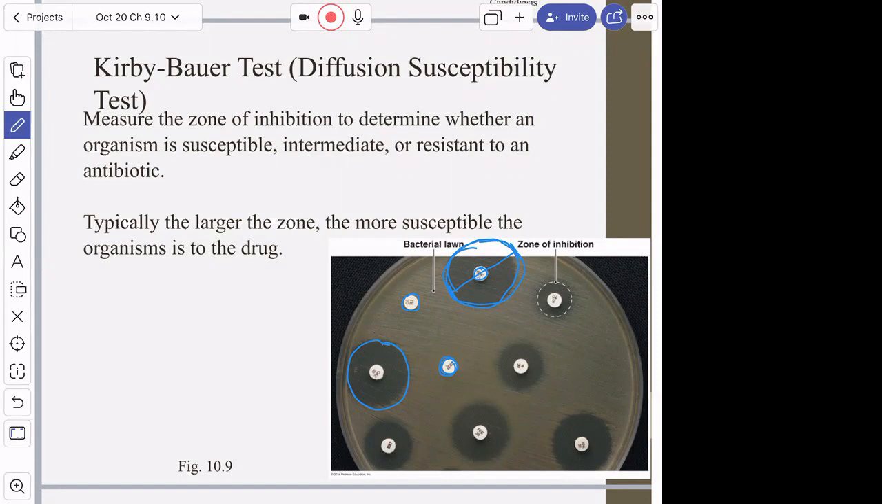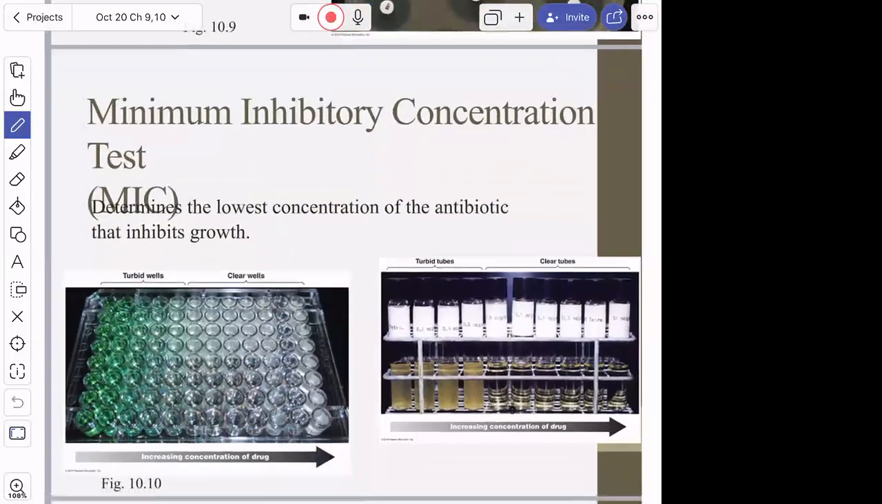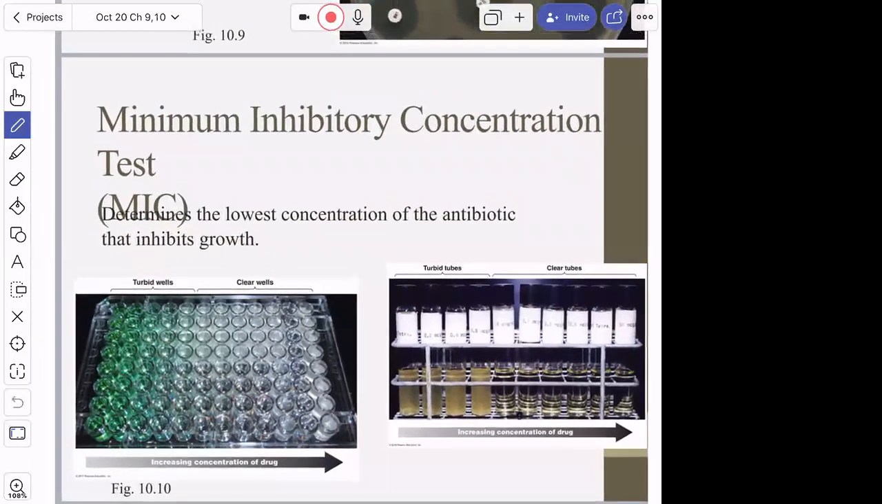All right, so if a patient has an infection they're having trouble getting rid of, they might do a Kirby-Bauer test and put 10 different drugs on there and figure out which one has the potential to work the best. The concentration of the drug, you have to keep that in mind as well.